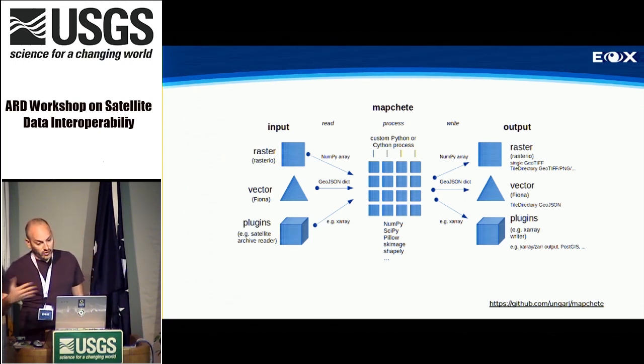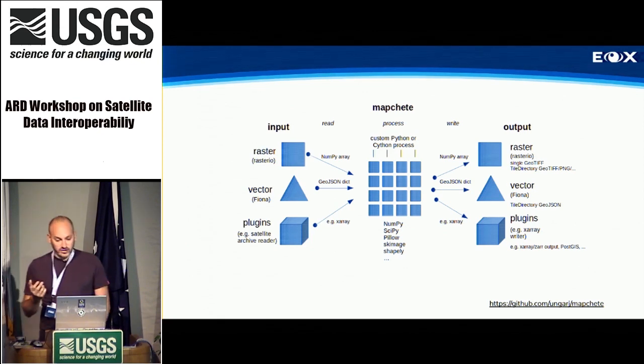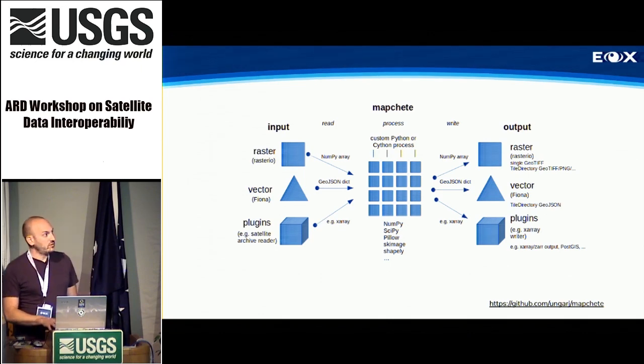We also have a plugin system, so you can write your own Python extensions to Mapchete. For example, we have an in-house satellite archive reader, which uses the data from AWS or Mundi. If you read it, then you get an xarray back where you can do your processing. And you can also output it as an xarray if you want to.